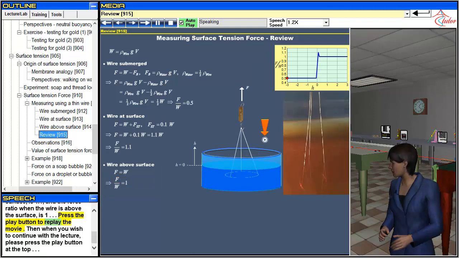Press the play button to replay the movie. Then when you wish to continue with the lecture, please press the play button at the top.